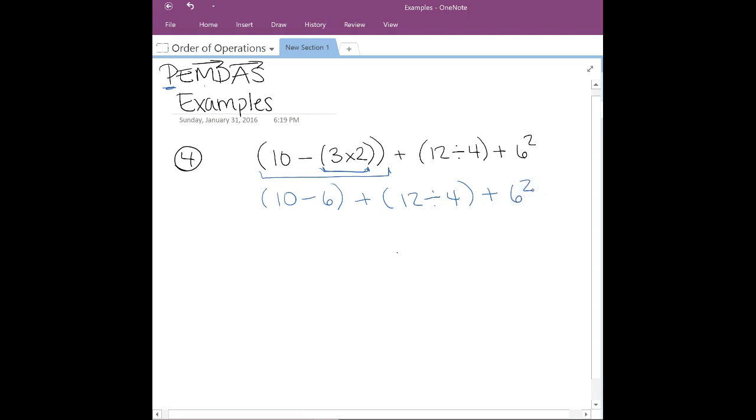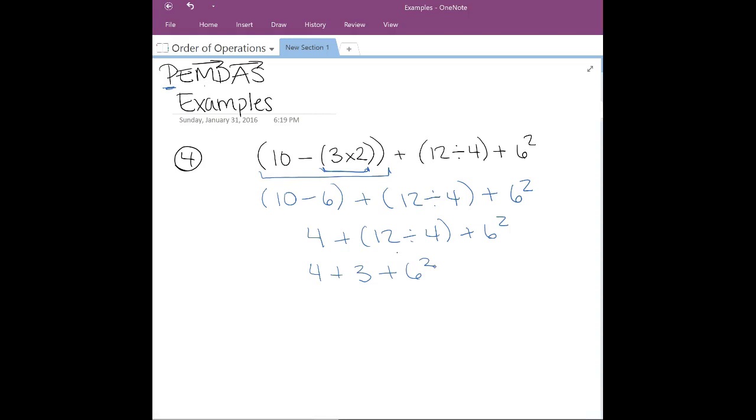I still have parentheses, so I'm going to work with my parentheses from left to right. So 10 minus 6 is 4 plus 12 divided by 4 plus 6 squared. Next, I'm still working with parentheses. I have another set of parentheses. So I have 4 plus 12 divided by 4 is 3 plus 6 squared. All right, looks like I am done with all my parentheses.